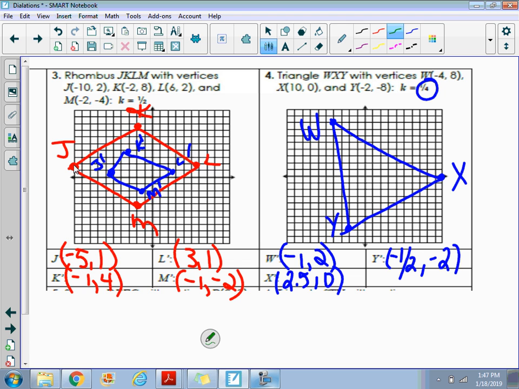The first one's easy because the first one is negative 1, up 2. The second one is 2.5, 0. So 1, 2, and go halfway in between 2 and 3. I'm not going to triple check that you're exactly in the middle. And then the last one is negative 1/2, which would be in between negative 1 and 0, negative 2. And there's your little ones. Questions?